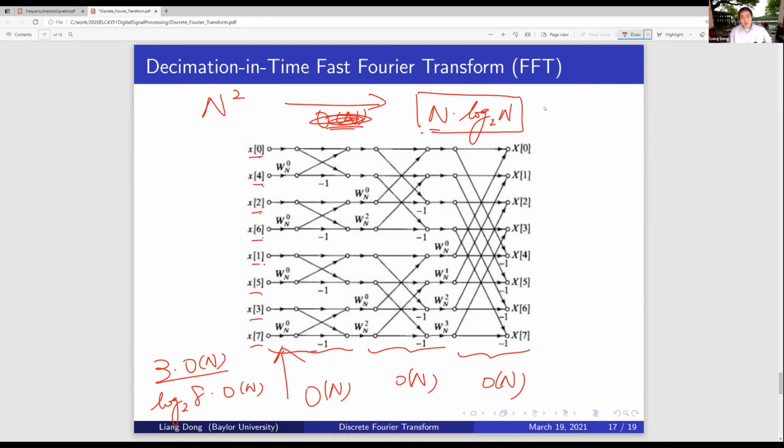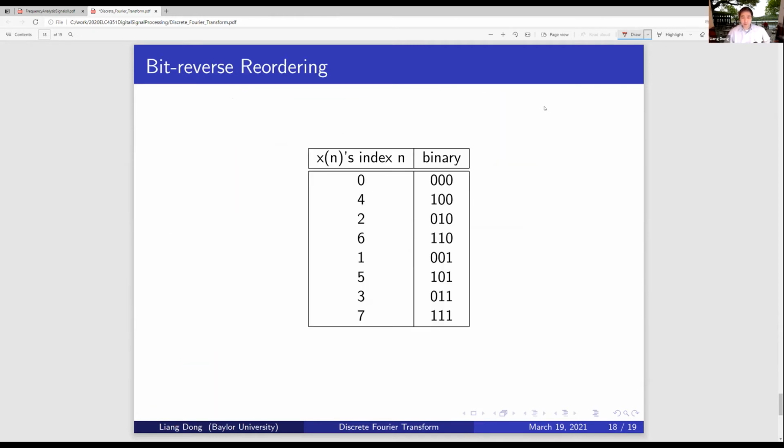0, 4, 2, 6. So I need to reorder it. Reorder according to what? If you program some code, how are you going to reorder that? If we look at its binary representation, this is the order 0, 4, 2, 6, 1, 5, 3, 7. If you change that to binary, because n equals 8, I have 8 different levels. In binary, 0 is 0, 0, 0; 4 is 1, 0, 0; 2 is 0, 1, 0; 6 is 1, 1, 0; 1 is 0, 0, 1, and so on and so forth.